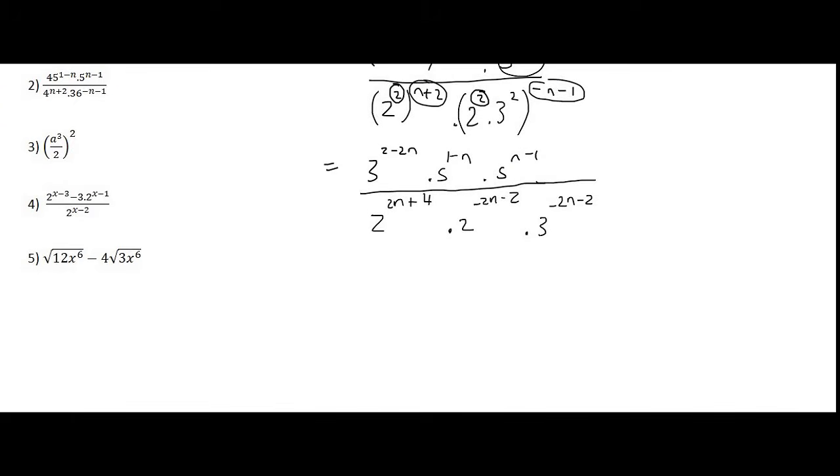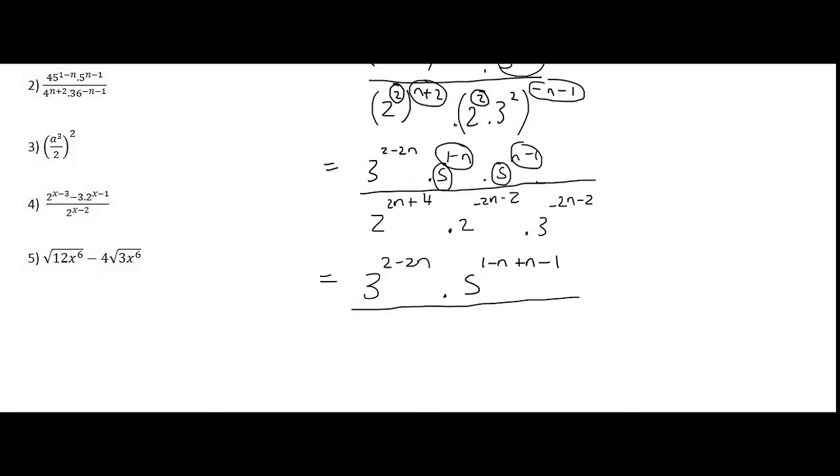Now what we can do is look at the top and then look at the bottom separately and combine any terms that are the same. So for example, at the top we have a 5 as the base and a 5 as the base over there, and so we can simply add those exponents together, but we keep it as a 5. We'll never say 25. So we'll leave that 3 to the 2 minus 2n as it is, 5, and then we'll say 1 minus n plus n minus 1. So all I did is I added these exponents together.